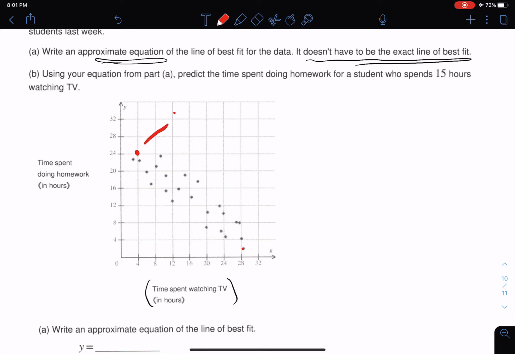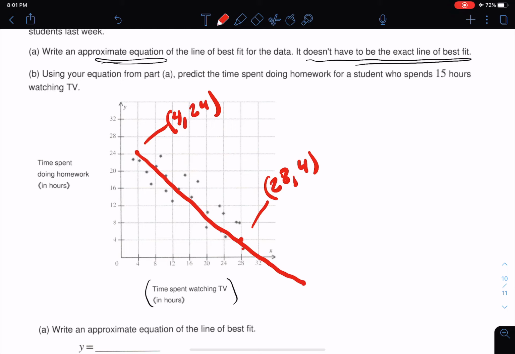It's 4, 24. I've got to change this font size when I actually start doing the work. And then this one, I think I'm going to go through this point right here, which is 28, 4. And so that line of best fit would be something like this. Okay, so there's our line of best fit.